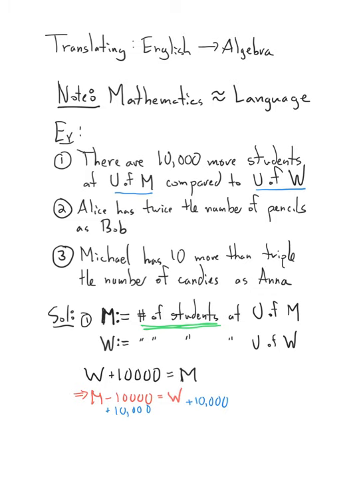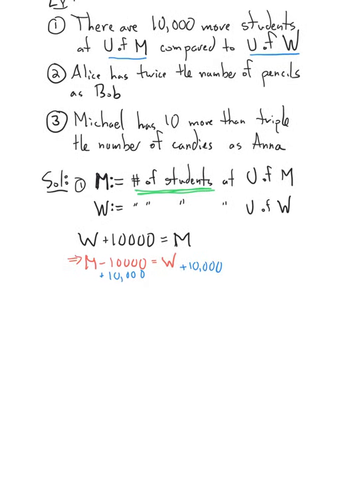Okay, let's look at these. So for 2, well, the quantities we're interested in are the number of pencils Alice has and Bob has. So that's going to be the number of pencils Alice has, and B will be the number of pencils Bob has.